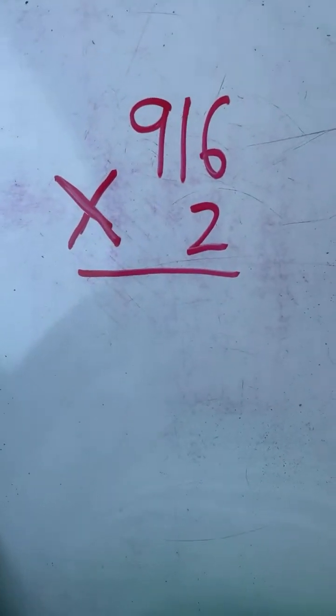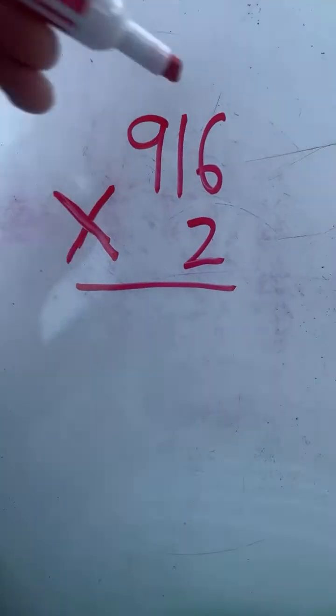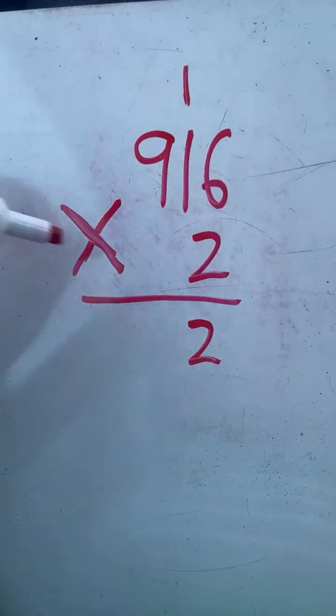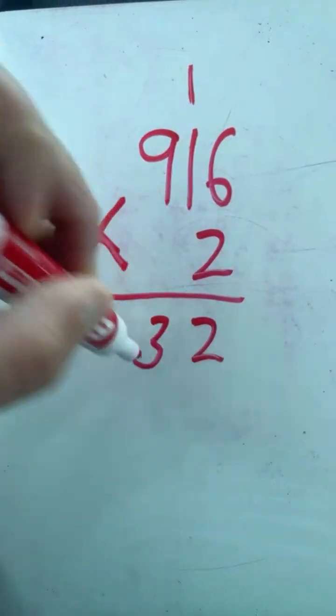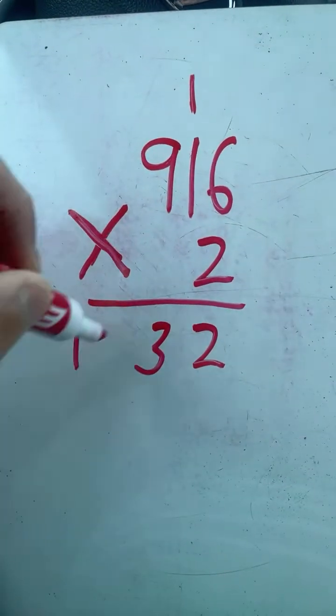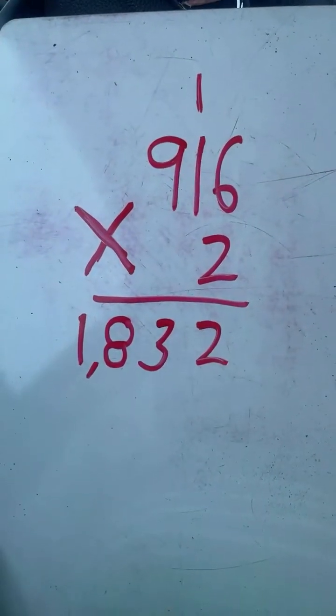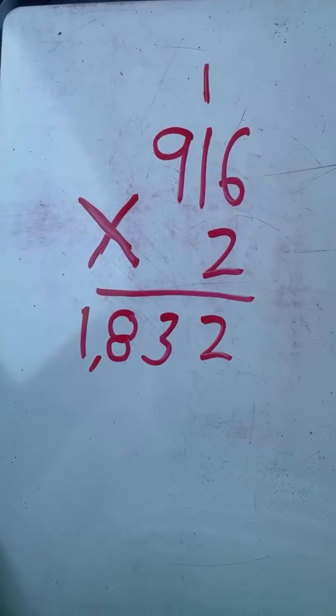916 times 2. Starting in the ones place, 6 times 2 equals 12. 2 carry the 1. 1 times 2 equals 2, plus 1 equals 3. 9 times 2 equals 18. And we have our final answer. 916 times 2 equals 1,832.